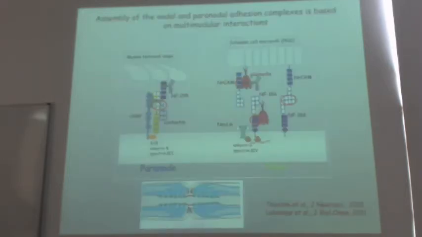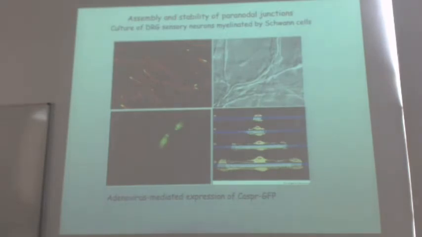So in the second part of my talk, I will show you some recent data which are still not published and which were obtained using this in vitro system of myelinating DRG culture. We were interested in analyzing the assembly and the stability of the paranodal junctions, and also, as you will see, of the juxtaparanodal region using this system. So here is the phase contrast image of this culture.